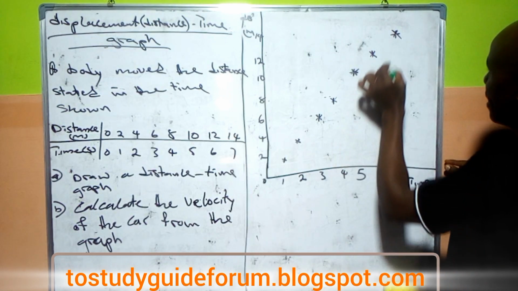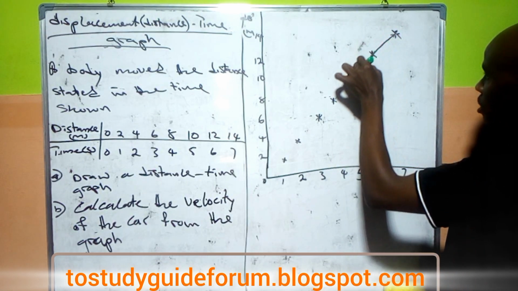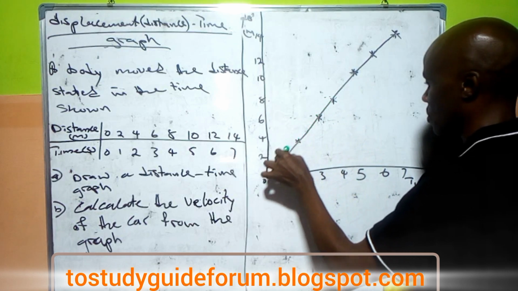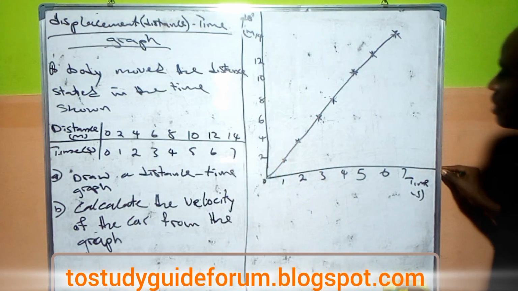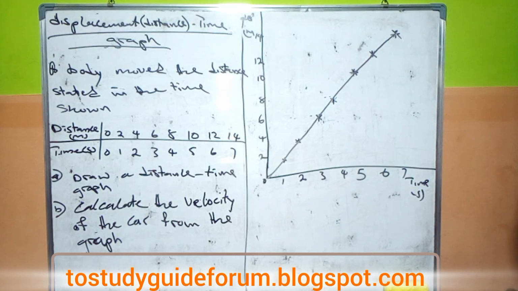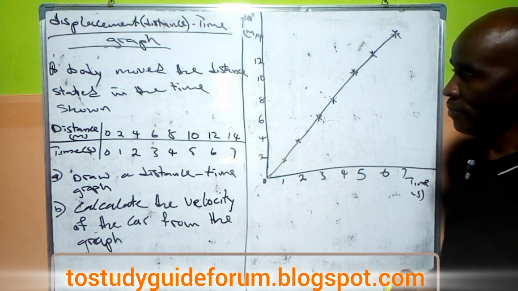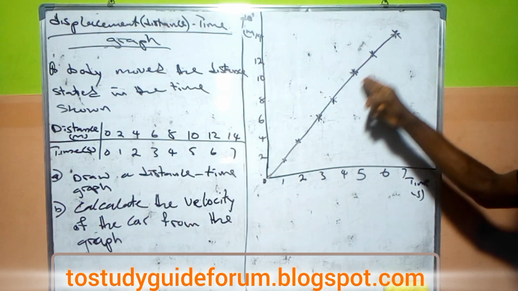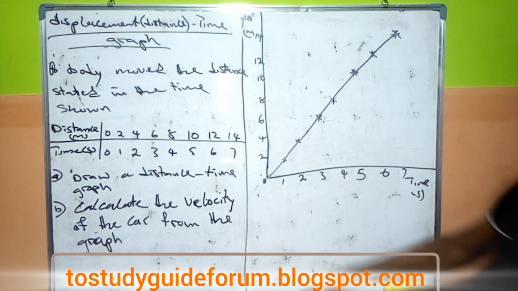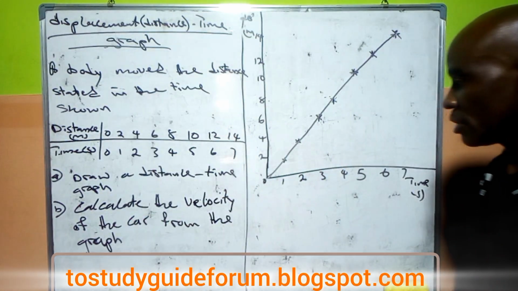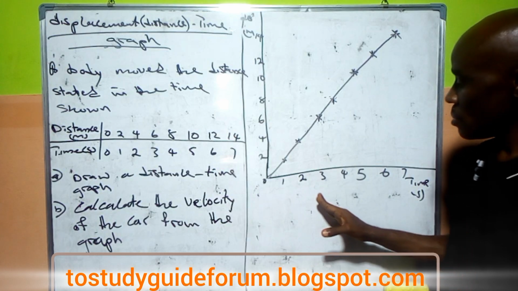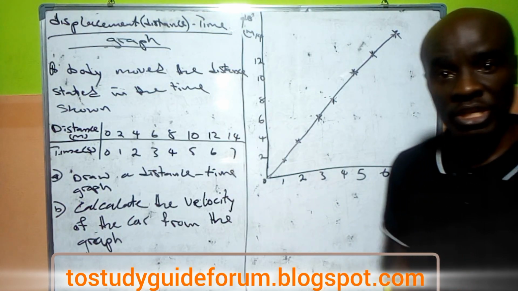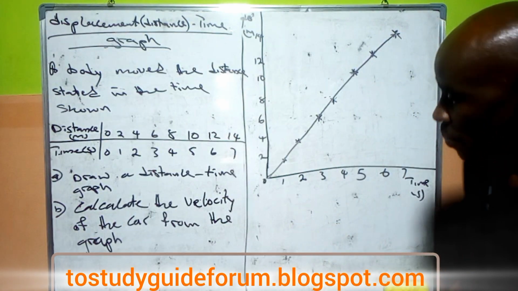Then we join all the points together. When the points are joined, that is a straight line giving us a uniform velocity. That means the velocity along here is uniform. Then the next said to calculate the velocity of the car from the graph. Now we know that to get the velocity here, we need to look at the slope.